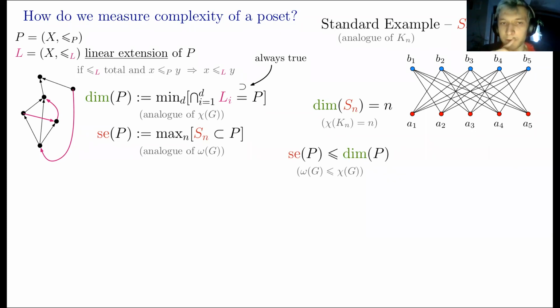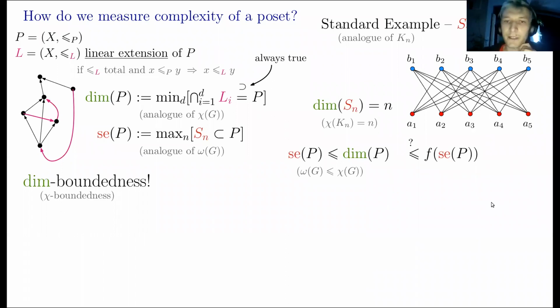And in graph theory, the notion of chi-boundedness is considered. So chi-boundedness asks if you can bound the chromatic number by a function of the clique number. And in posets, we consider the same thing, I mean, an analogous thing. So it's dim-boundedness. We ask if dimension can be bounded by a function of the standard example number. And in a philosophical way, it is just asking for reasons why dimension or chromatic number is large, and if this reason is clique number or standard example number.